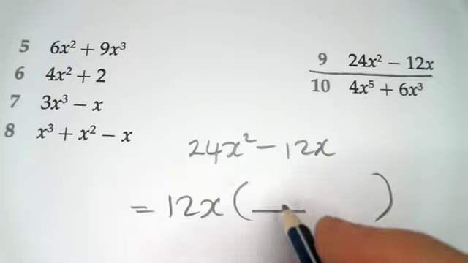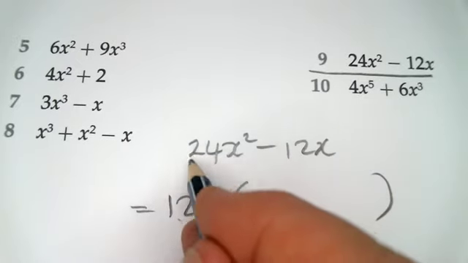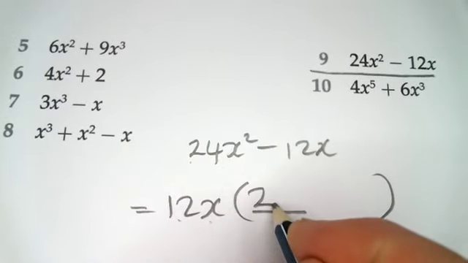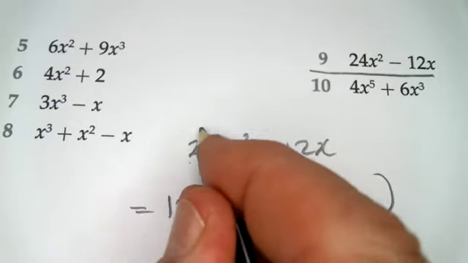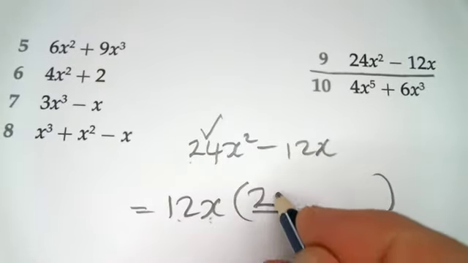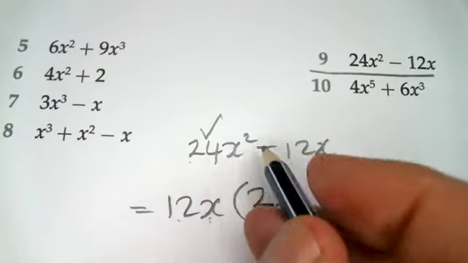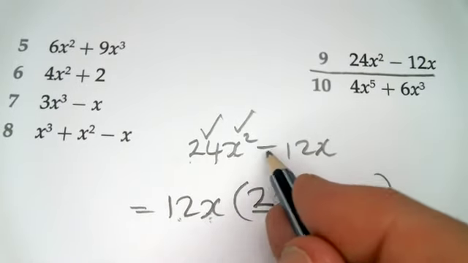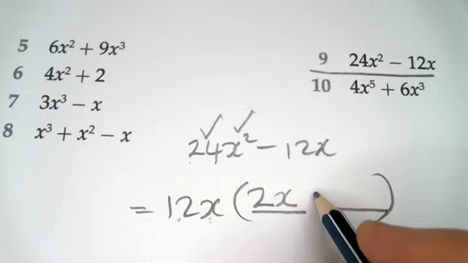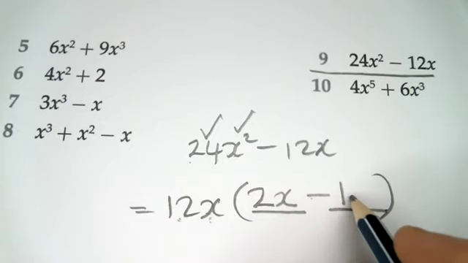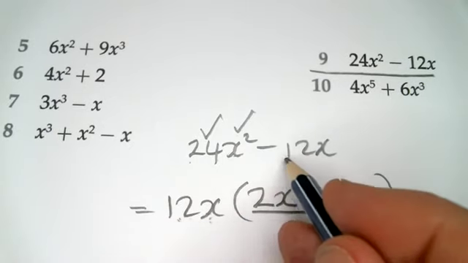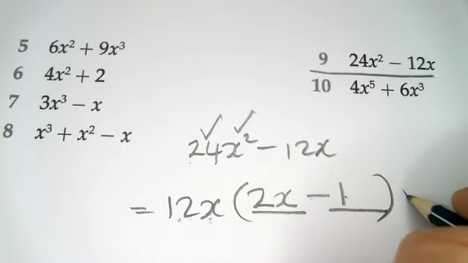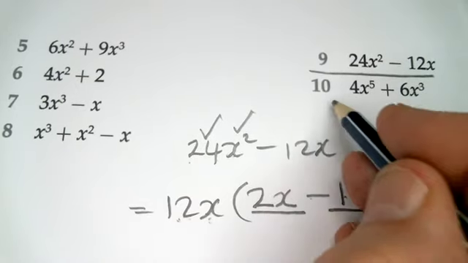So now, what times 12x makes 24x squared? Well, if I put a 2 there, because 2 times 12 is 24, and an x times an x makes an x squared. What times 12x makes negative 12x? Well, negative 1 does. Negative 1 times 12x makes negative 12x. And there's my solution.